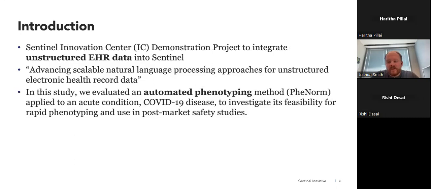This project was called Advancing Scalable Natural Language Processing Approaches for Unstructured EHR Data. It began around the same time as the Innovation Center, which also happened to be right around the beginning of the COVID-19 pandemic. While our main goal was and remained investigating ways to integrate unstructured EHR data into Sentinel, we selected a timely phenotype for the work in symptomatic COVID-19 disease.